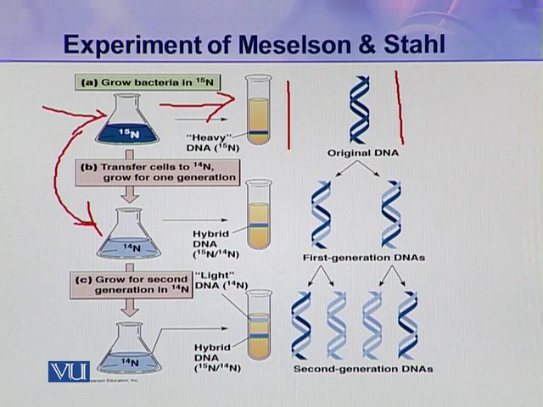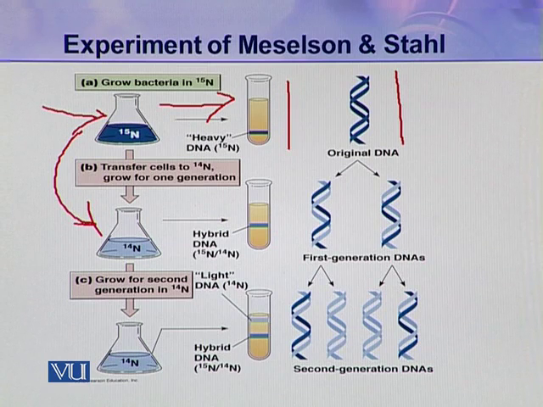After growing the cells in this medium, they switched the cells to a normal medium, and the normal medium contained N14, which is normal nitrogen. They allowed the cells to grow in this medium for some time, so that DNA replication could take place and new DNA molecules could form.